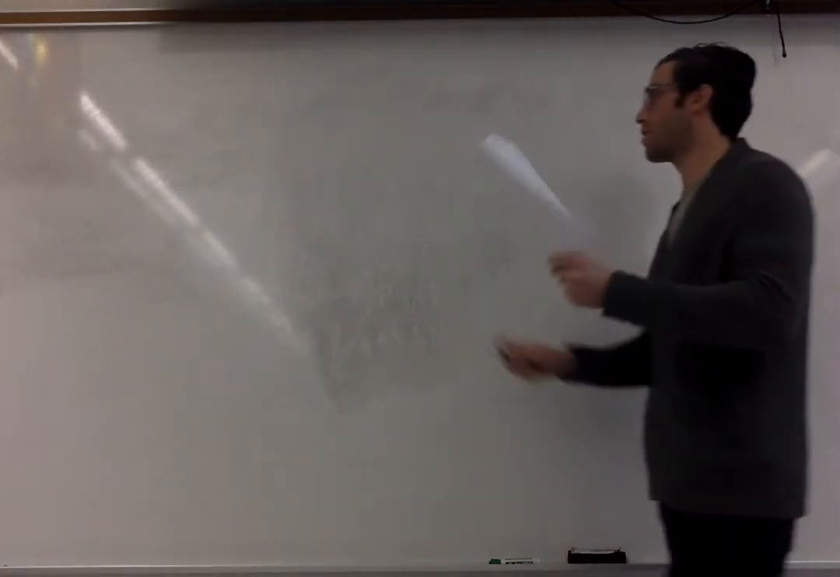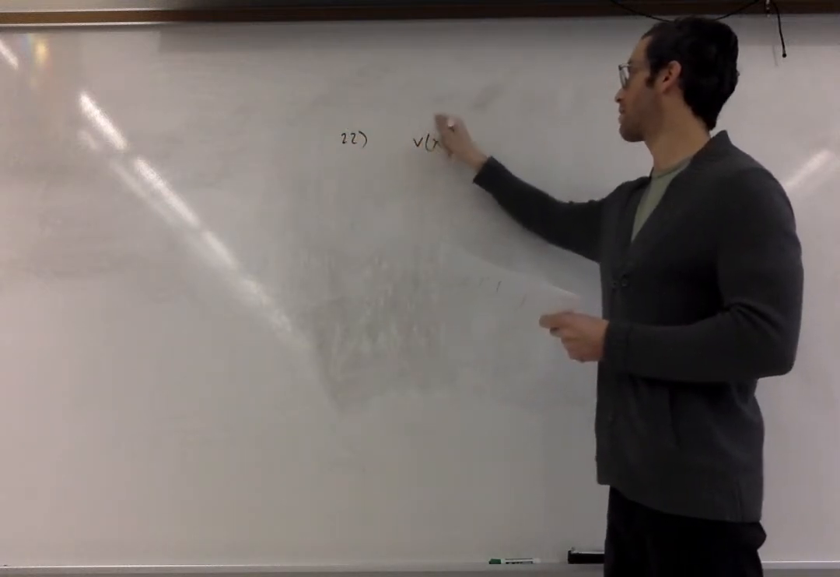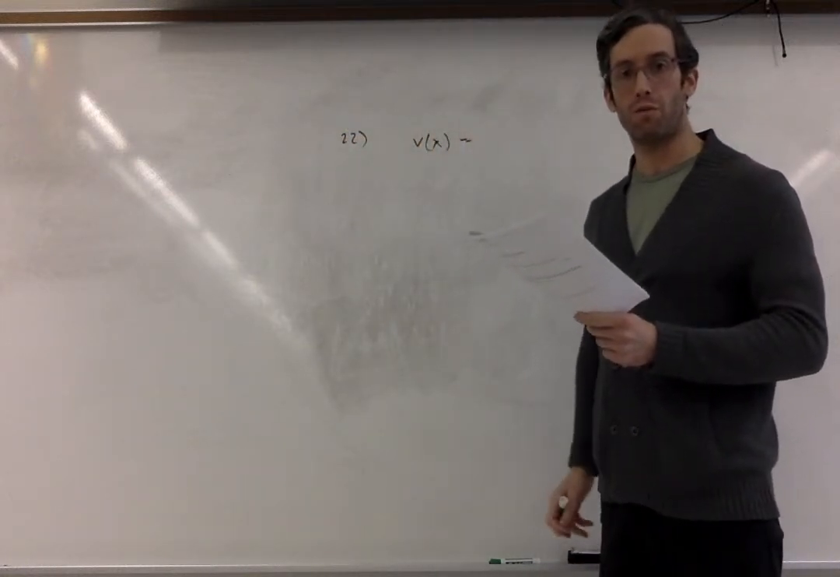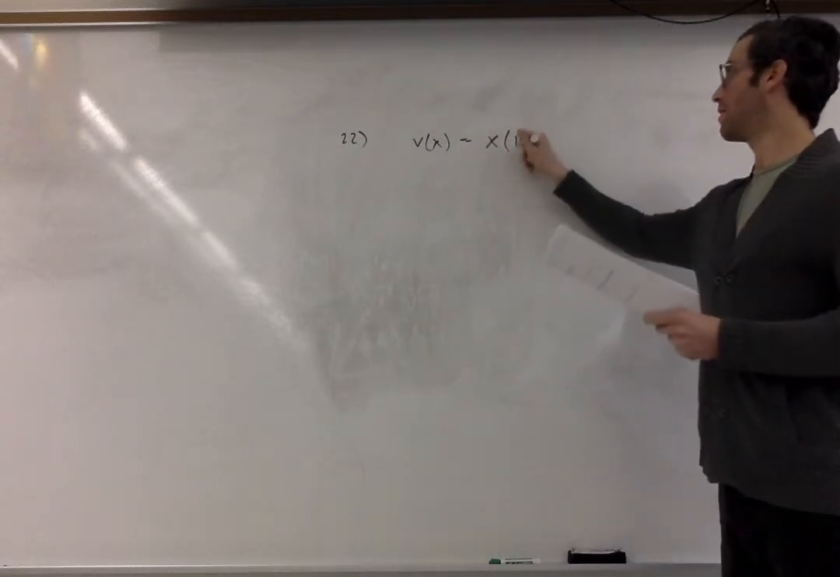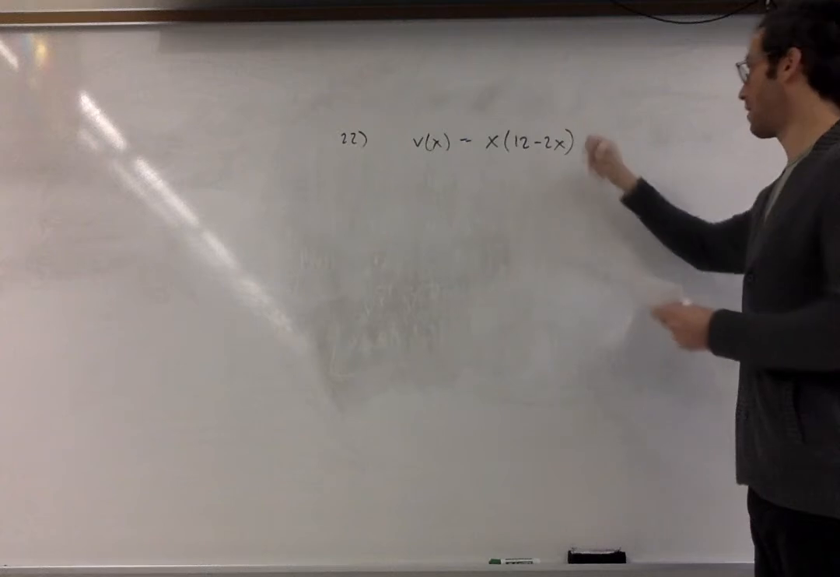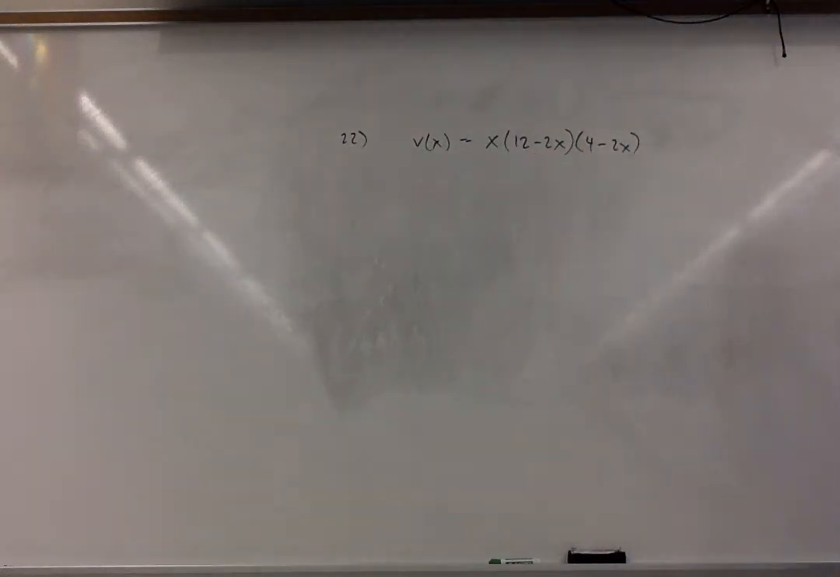What do I have next? Number 22. This is a little technology review for you. Volume of a box, V of x, equals, we're in 14 minutes, getting a little long, but this is for your own good. Okay, so there's the equation of the volume, and we have to get out a graphing calculator to find the maximum. Let me see if I can find one yet.